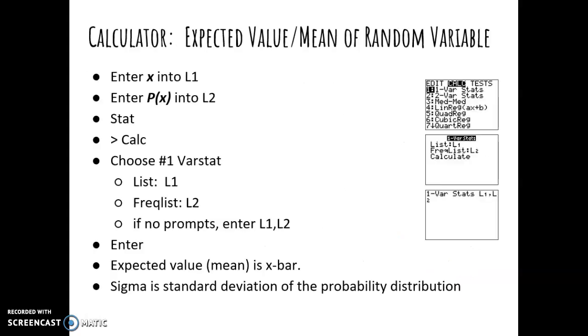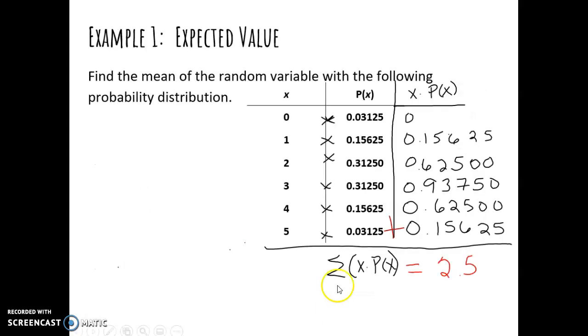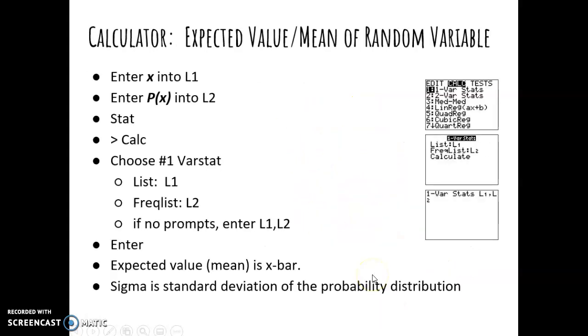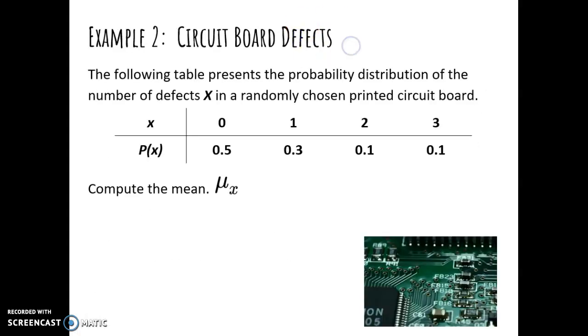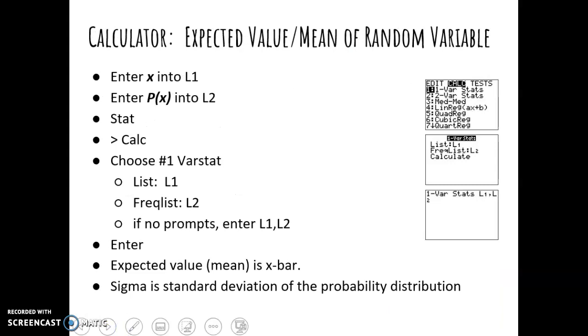Now, we already did example 1. Now, let's think about the calculator. Now, the calculator can help speed up the process. Instead of multiplying every one of these and then adding them all together, we can have the calculator calculate the expected value for us. Now, since the expected value is a mean, sorry, I'm having trouble with my slides today. Since it's a mean, we pretty much find it the way we find mean with the calculator for normal mean.